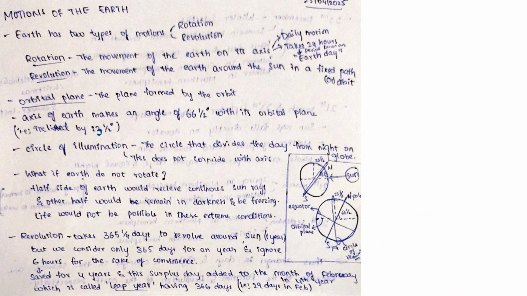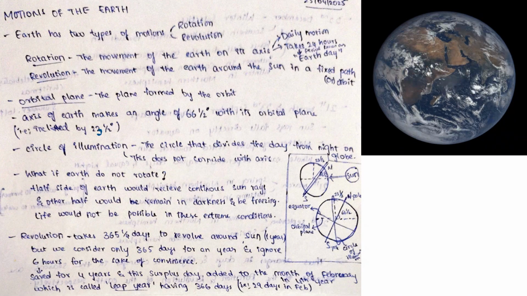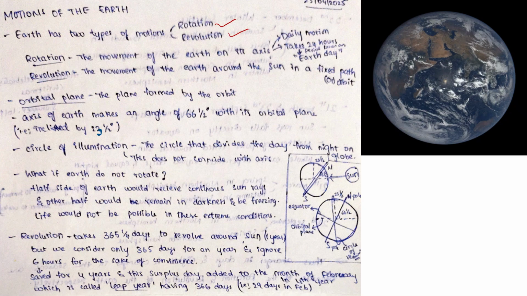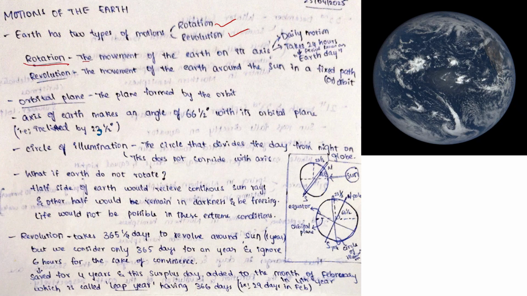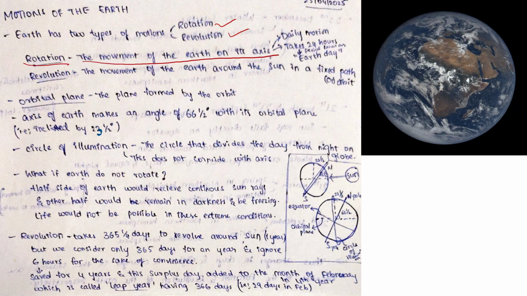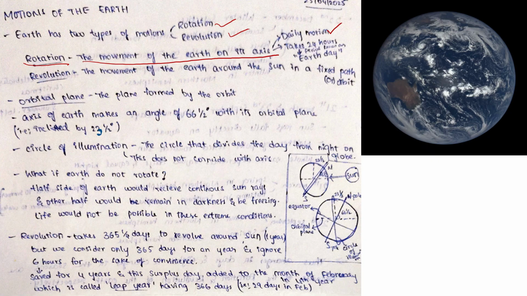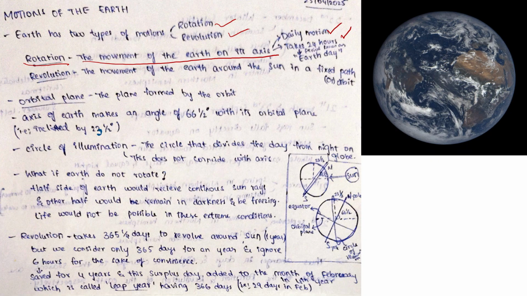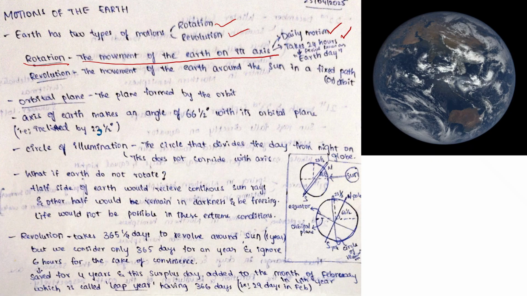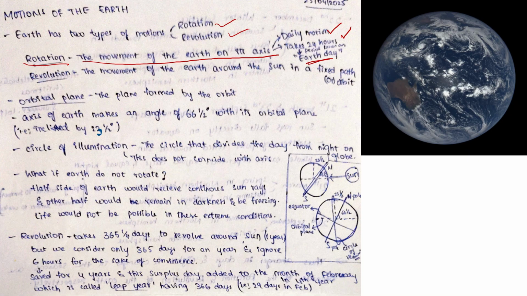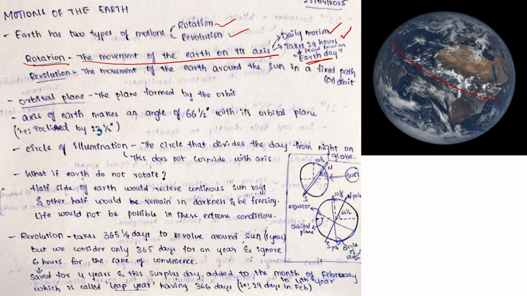Motions of the earth. Earth has two types of motions. One is rotation, one is revolution. Rotation is nothing but the movement of the earth on its own axis. It is known as daily motion and earth takes 24 hours to complete one rotation, and this period is called as earth day. And always remember, earth rotates from west to east.